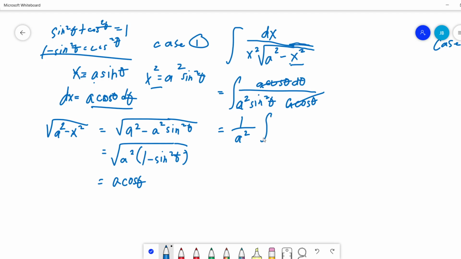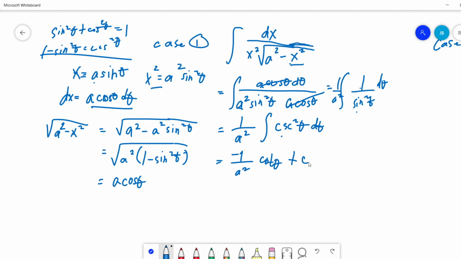So 1 over sine squared theta is equivalent to cosecant squared theta, right? 1 over sine is cosecant. So therefore, this is cosecant squared theta d theta. That's 1 over a squared times the integral of cosecant squared theta d theta. Then, what is the integral of cosecant squared theta? That is negative cot theta. So therefore we have negative 1 over a squared cot theta plus c. Now, is this your final answer?